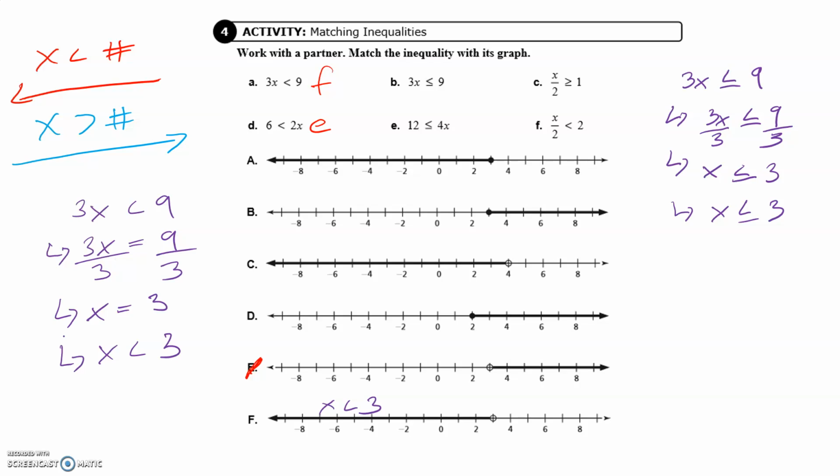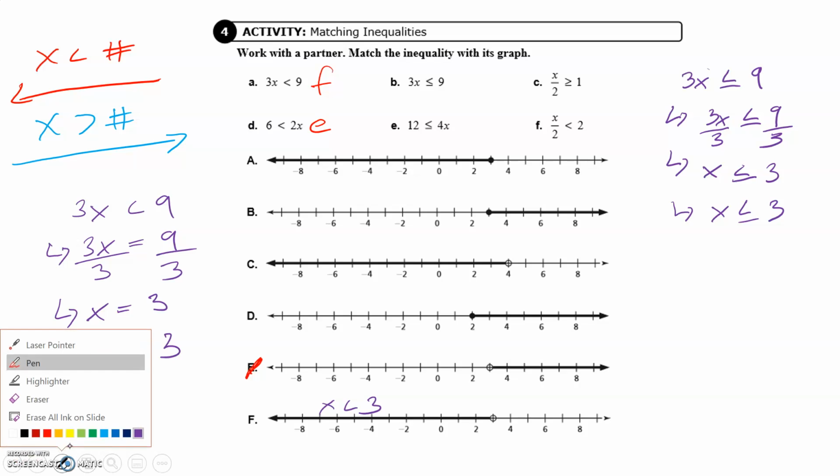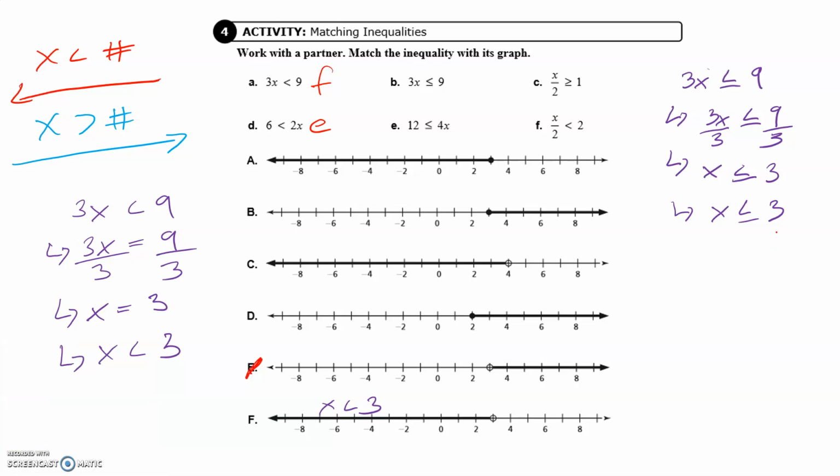That's just for you to visualize it based on prior learning, so I'm not going to go back and do that. But let's see if I can figure out where to plot it. So x is going to be a closed circle, going to the left, and it's going to be less than 3. So I got A, yes.